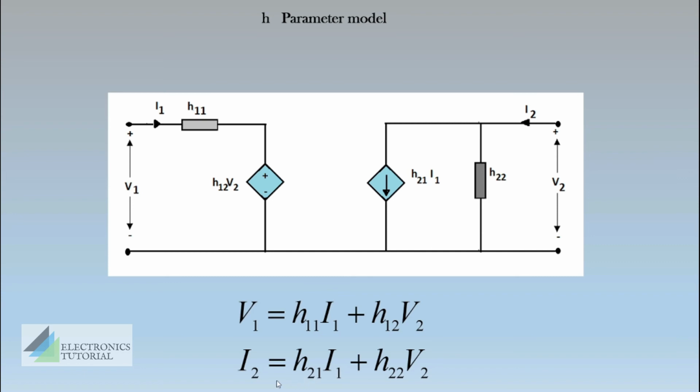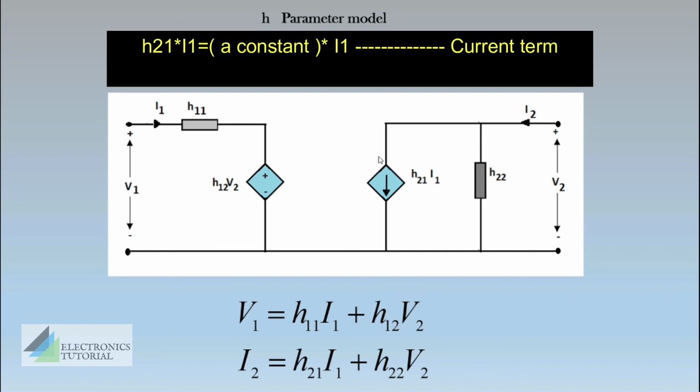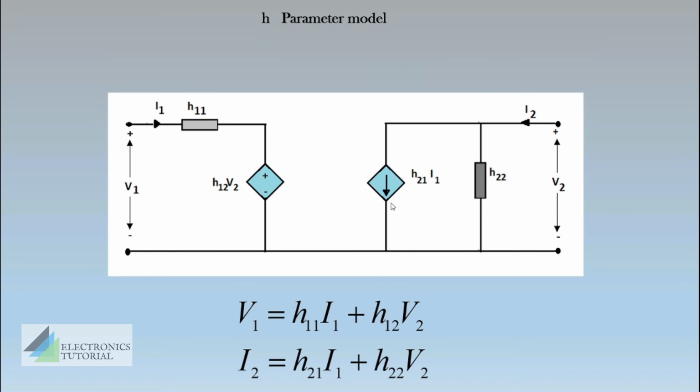H21 is having a value I2 by I1. Being a current ratio, this acts as a current source and this current source depends upon the value of the input current. So this is also a dependent source. For a practical current source, the internal impedance should be represented in parallel to that. So the admittance term over here is represented in parallel to this current source.